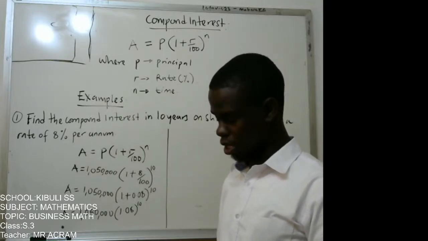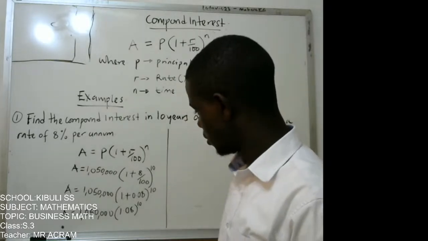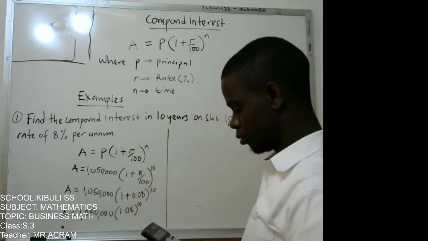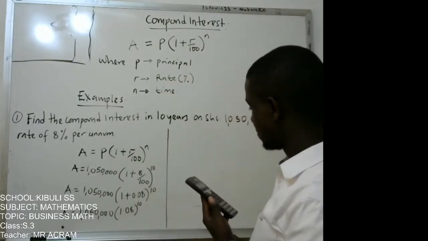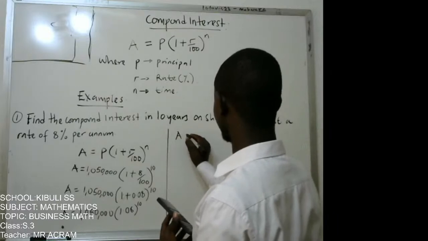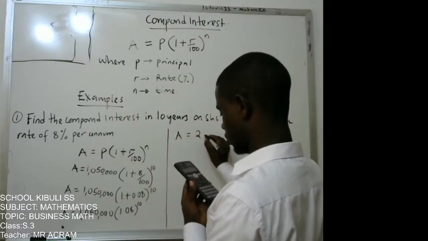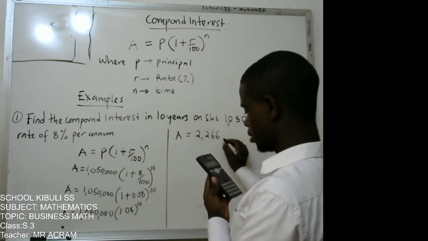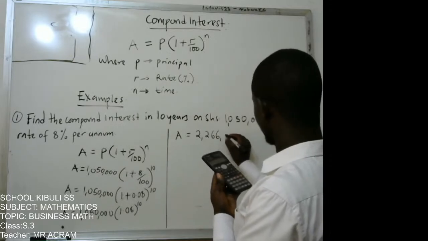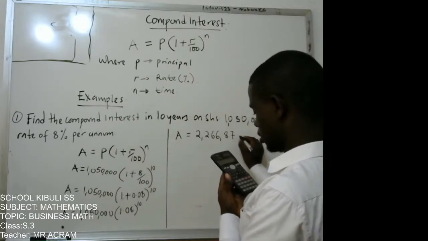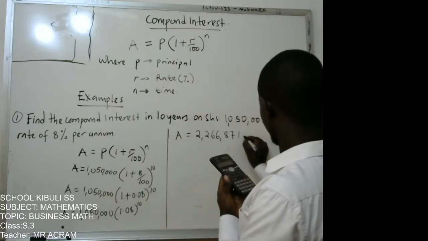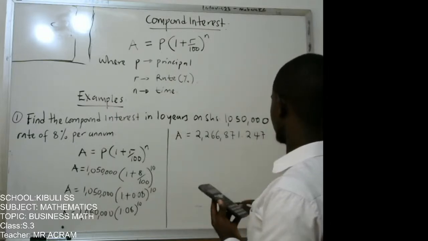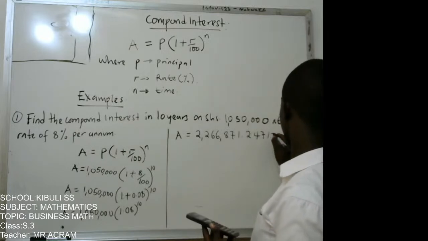Times 1,050,000, which will give us the amount: 2266, do you have this? Yes. 871 point, there is a point, 0.247. This is money. So this is the amount.